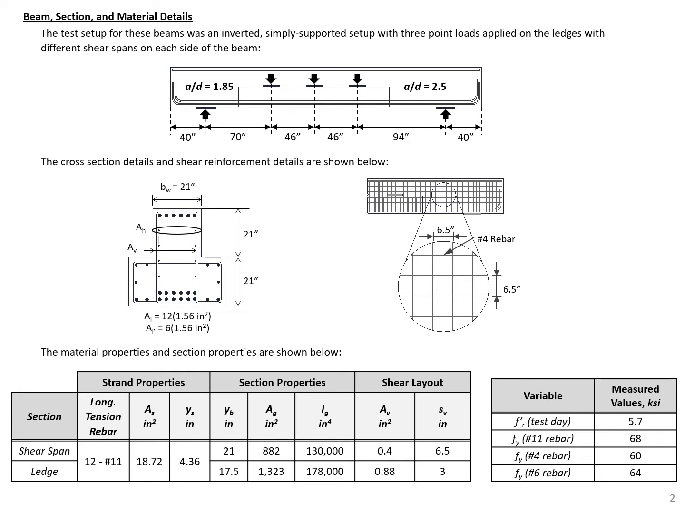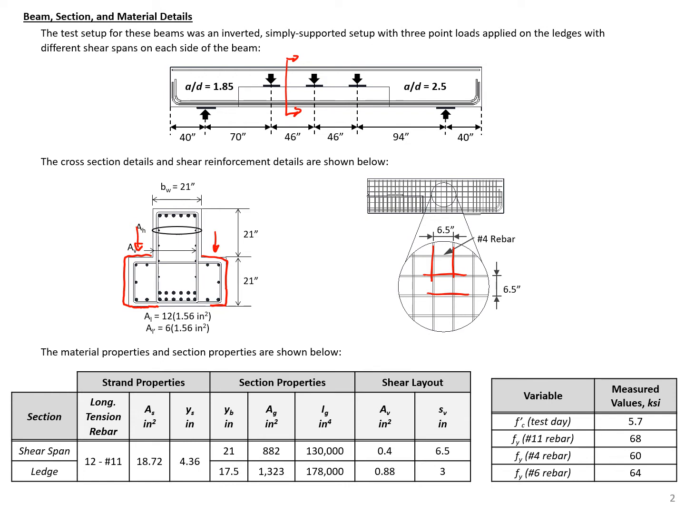Details for the beam, the section, and some of the material details are shown on this slide. So you can see that it's an inverted T-beam. So we have ledges where the load is placed. So the beams are loaded on the ledges. You can see this is a section view of our ledge section. You can see that we have number 4 bars in the vertical and horizontal direction spaced at 6.5 inches. And you can see some of the other details.